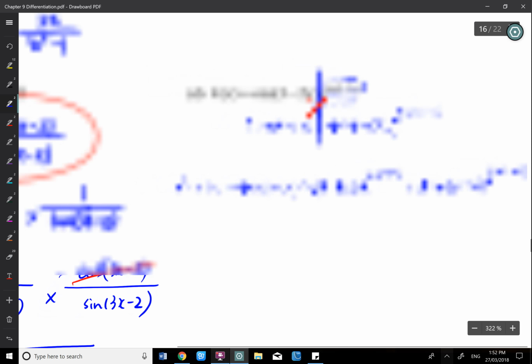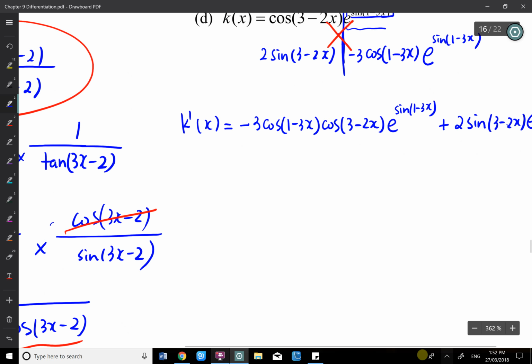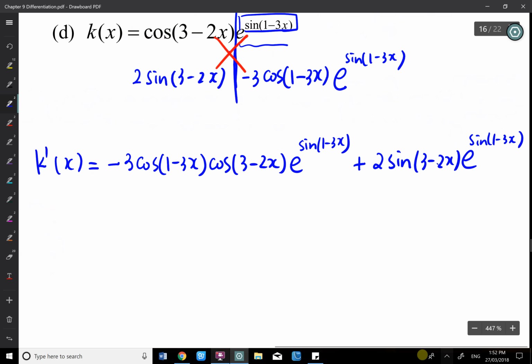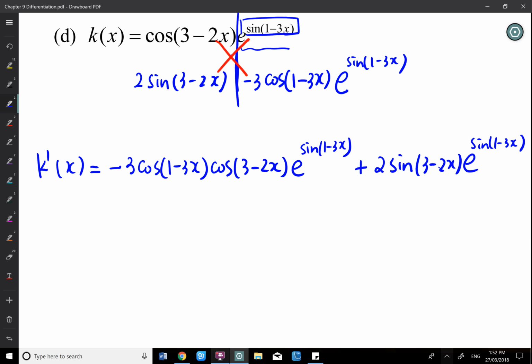All right. Well, you shouldn't have any problem. You don't need to copy the answer from the screen. What's wrong? Derive the top. That gives you negative 3 cos(1 minus 3x), and then times that cosine. That's the 2 cosine.